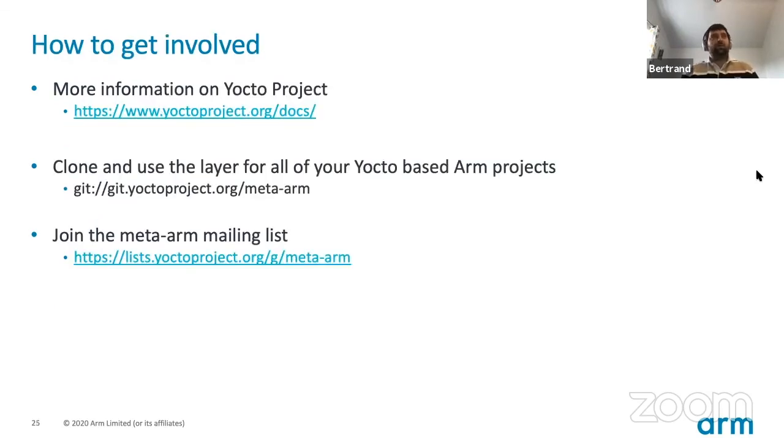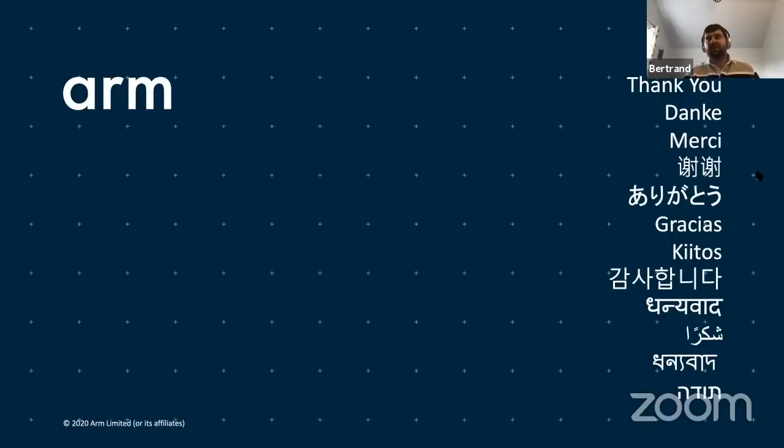For more information, please go to the Yocto project documentation. You can clone and use our layer, and you can join our mailing list if you need help or if you want to contribute to MetaArm. Thanks, everyone. If you have questions, I think we can answer them now.